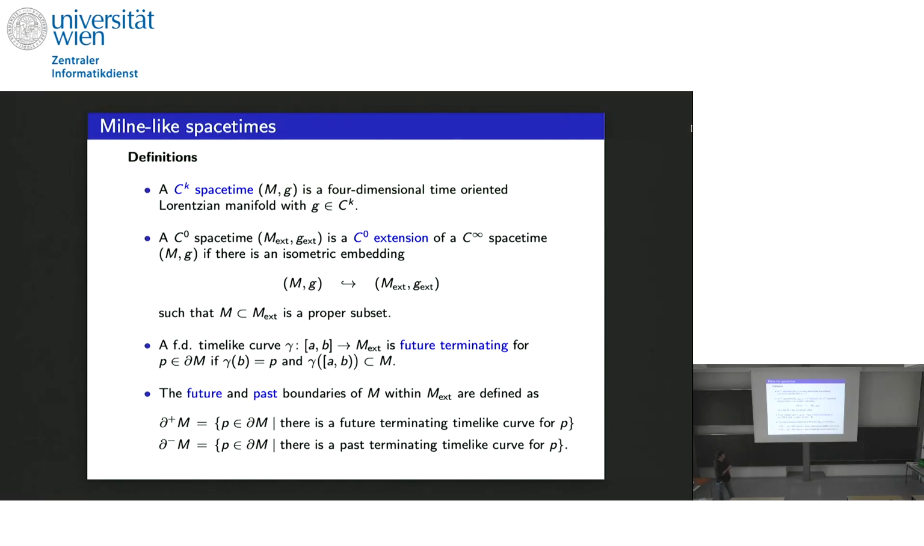Okay, a future-directed time-like curve gamma in the extended spacetime is said to be future terminating for a point P on the boundary if its future endpoint is P and everything else lives inside the original manifold, the original spacetime. And then we define the future and past boundaries of M within the extended spacetime as the set of points where there's a future terminating time-like curve for P. That's the future boundary, and the past boundary would be the past analog of it.